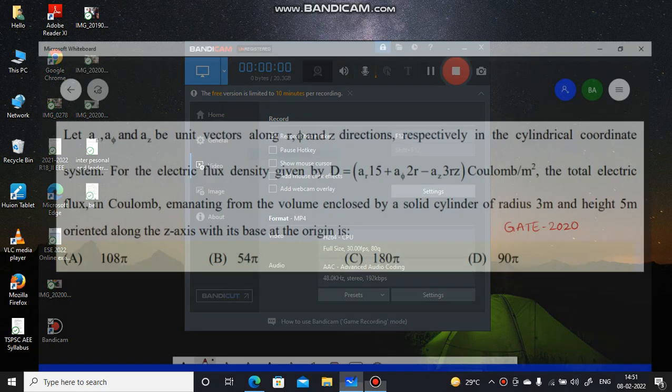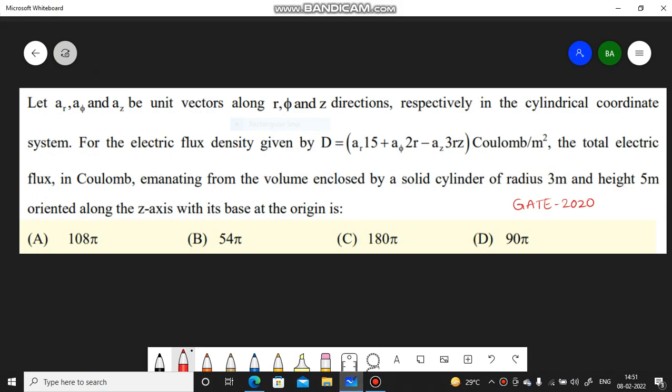Everyone, in this video I would like to explain about GATE 2020 electrical engineering EMF electromagnetic field theory question. The question is, let a_r, a_phi, a_z be the unit vectors along r, phi, z directions respectively in the cylindrical coordinate system. For the electric flux density, this is the value in coulombs per meter.